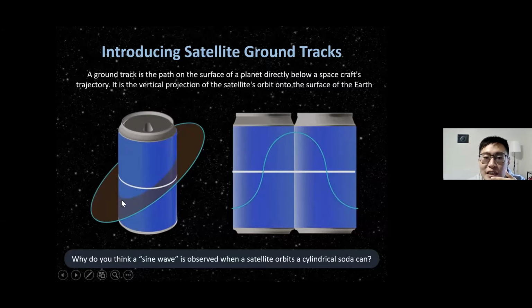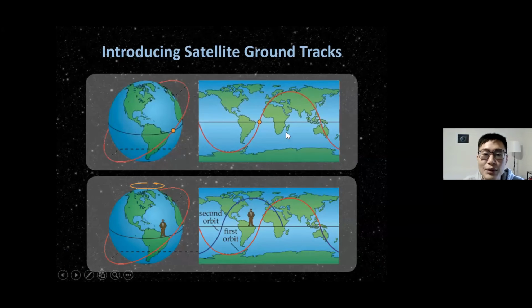If I project and trace out the circular orbit around the can's body, and then I proceed to cut up the can and flatten out the aluminum pane of the can, you'll notice that it gets a sinusoidal shape, and that's because this is what we call a stereographic projection from a round surface, and we want to project and plaster it onto a flat 2D map, and you'll see this sine wave over here, right? And we see this with the Earth too.